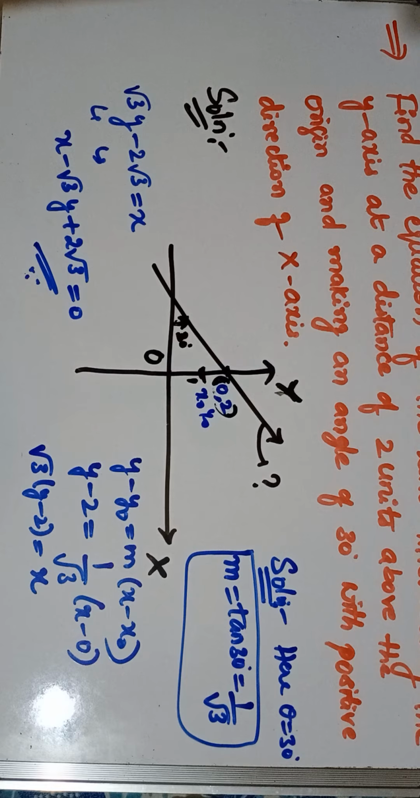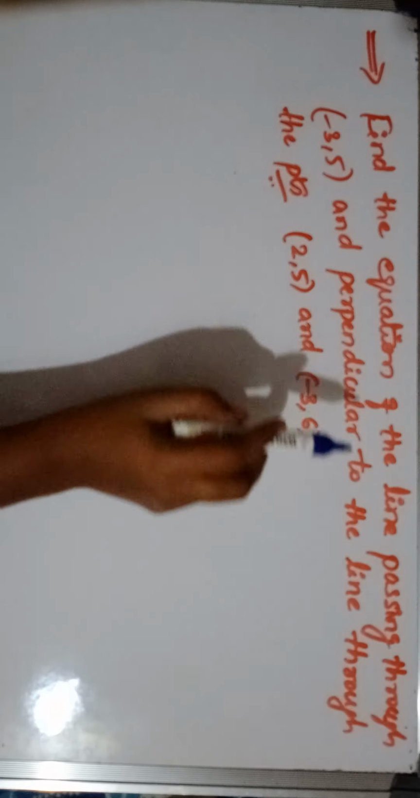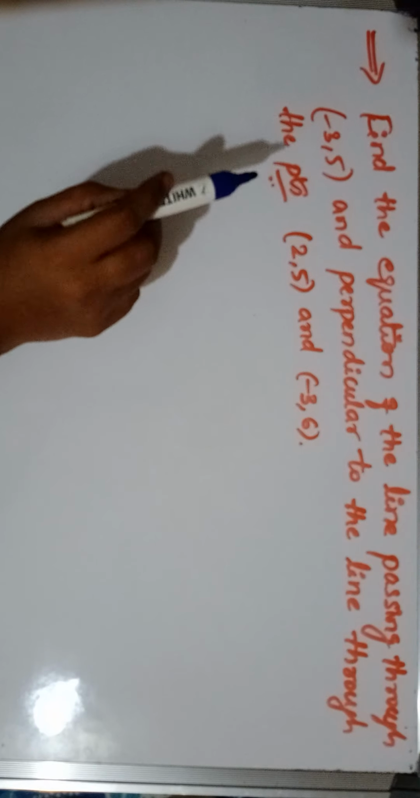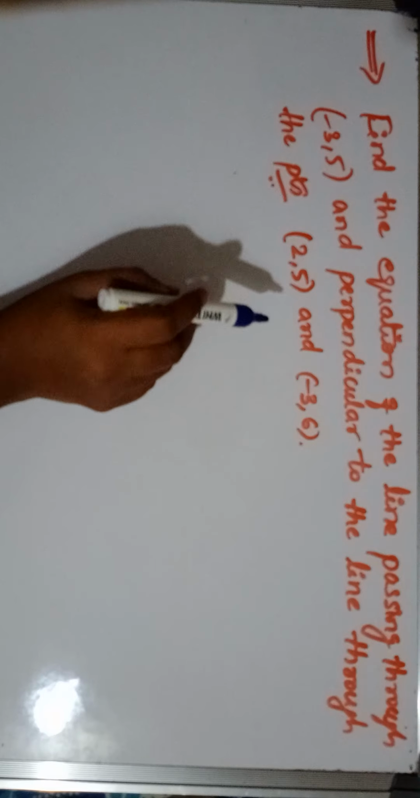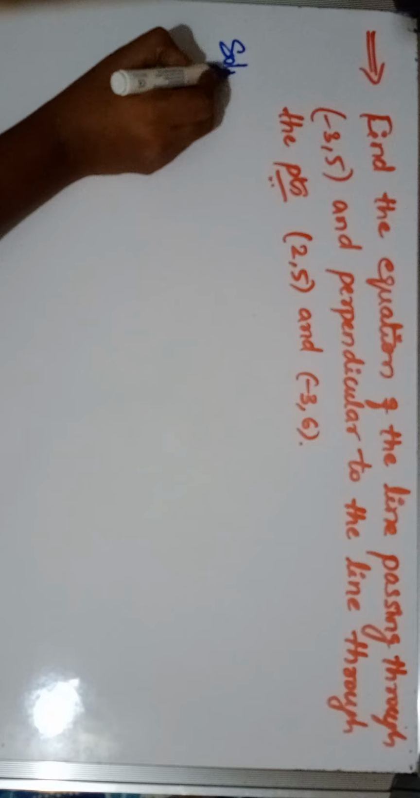Hope you have understood these two problems. Okay, now let us solve the next problem. Go through the question, what is given. It's a very interesting problem. Find the equation of the line passing through the point minus 3 comma 5 and perpendicular to the line passing through the points 2 comma 5 and minus 3 comma 6. It's a very interesting problem. So once again, go through the question.